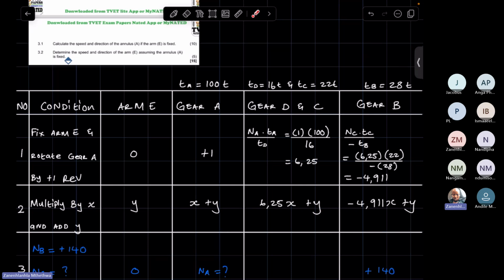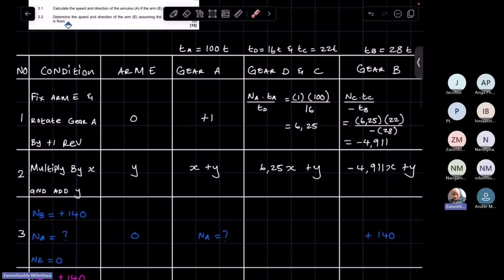Now, when I said the arm and annulus are part of the first condition, this is what I meant. In the first condition, what you're trying to do is get the rotational frequency of each of the gears. If the arm is fixed, it means it is not rotating, hence the rotational frequency of the arm is equal to 0. So what you are trying to do with the first condition is get the rotational frequency of the other gears if the arm is fixed and the annulus is rotating by 1 revolution clockwise. This is fixed, hence equal to 0, and from condition 1 we are told this is rotating by 1 revolution clockwise, hence the positive 1.